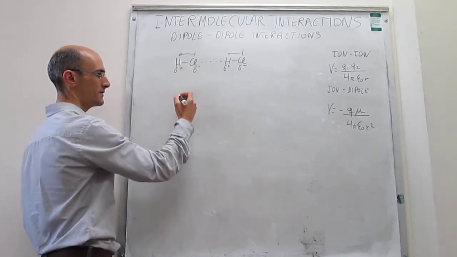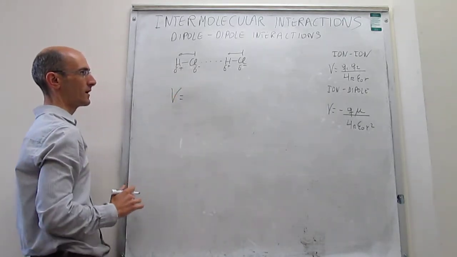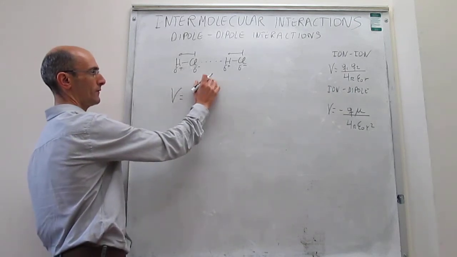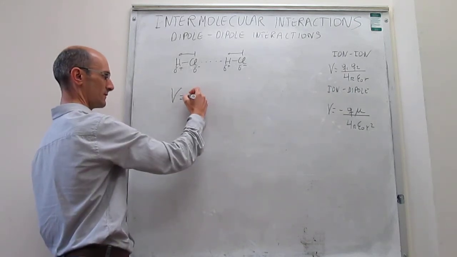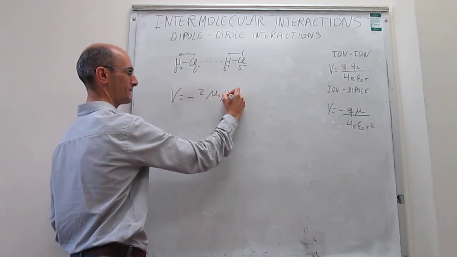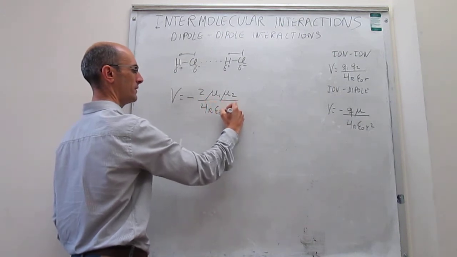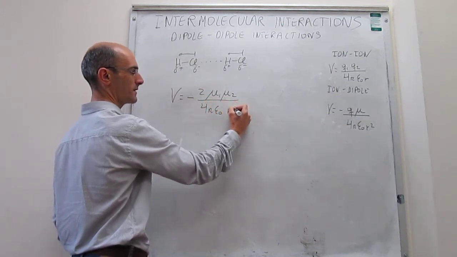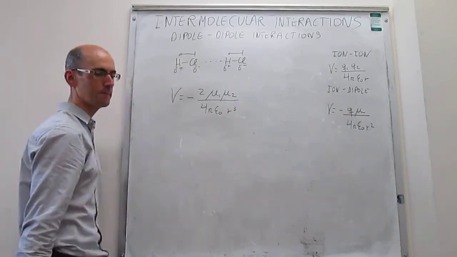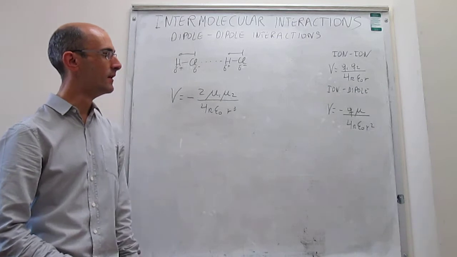It turns out that the equation that tells you how these two dipoles interact when they are in this type of orientation is also very simple. It's just the product of the dipoles over 4 pi epsilon naught and then r, but in this case you have r cubed right here. So, similarities and differences with the ion-ion and ion-dipole equations.